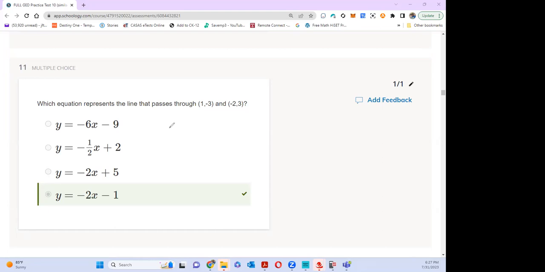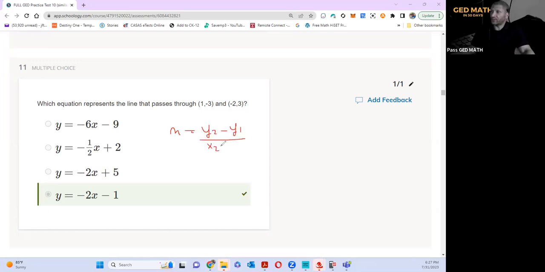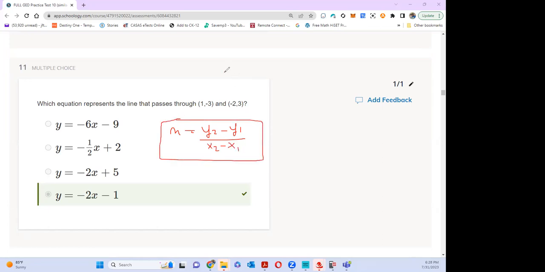It's Y2 minus Y1 over X2 minus X1. That's the slope formula, the formula you use when you've got 2 points. So we're going to call this X1 and Y1, and we're going to call this X2 and Y2. So we're just going to plug it in.